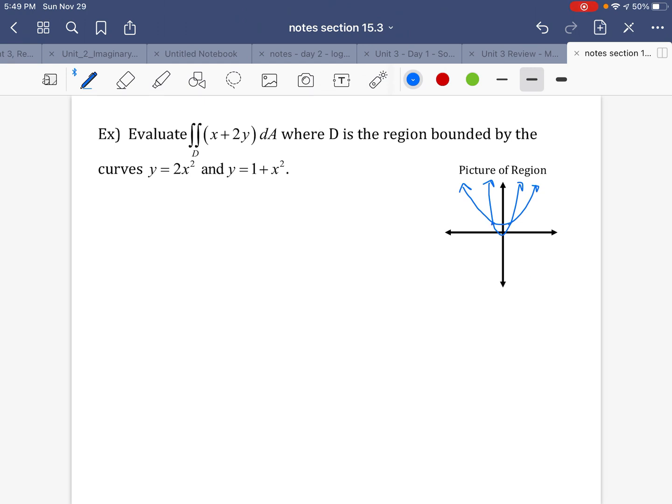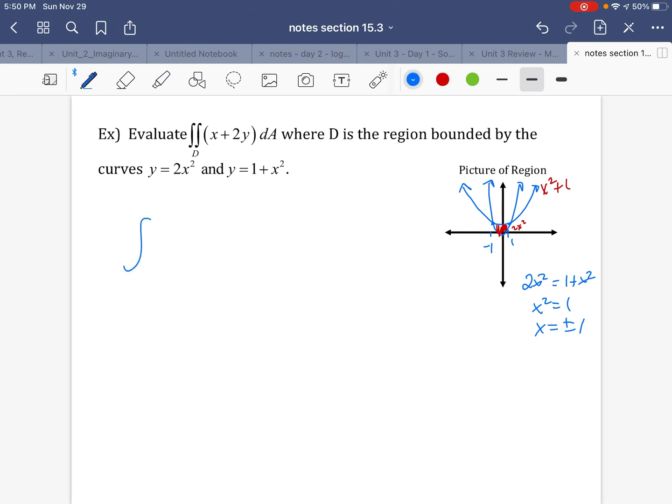So those things meet up, and to find out where, 2x squared equals 1 plus x squared. So they meet at x squared equals 1, so x equals plus or minus 1. So I need to know that for my integrals here. All right, so you can see easily why this region is a top-bottom region, because x squared plus 1 is the top. My 2x squared is my bottom. And so that's what I'm going to put on my first boundary for my integral.